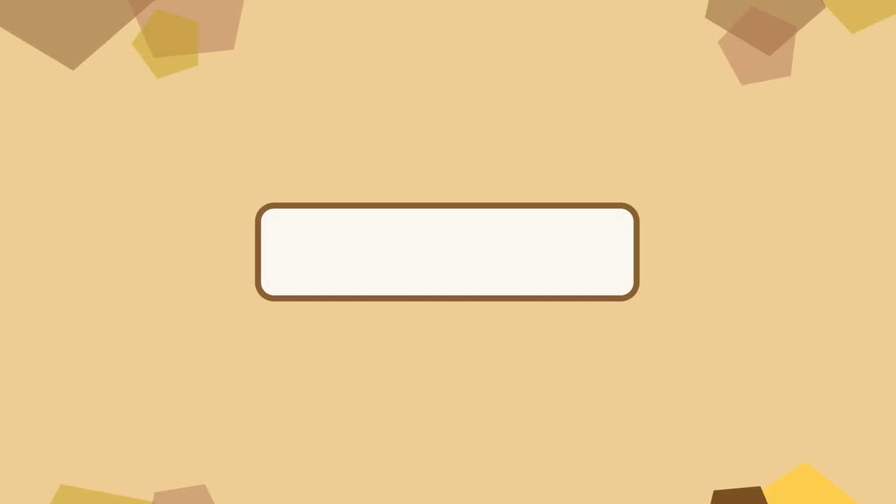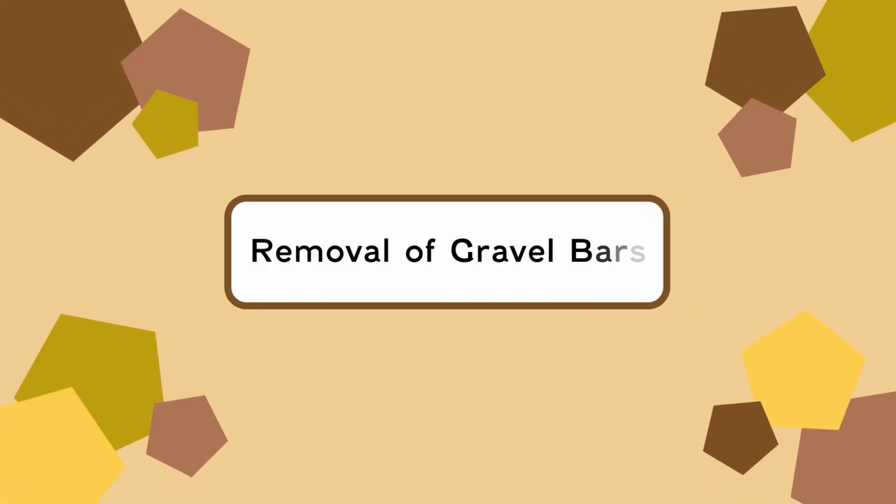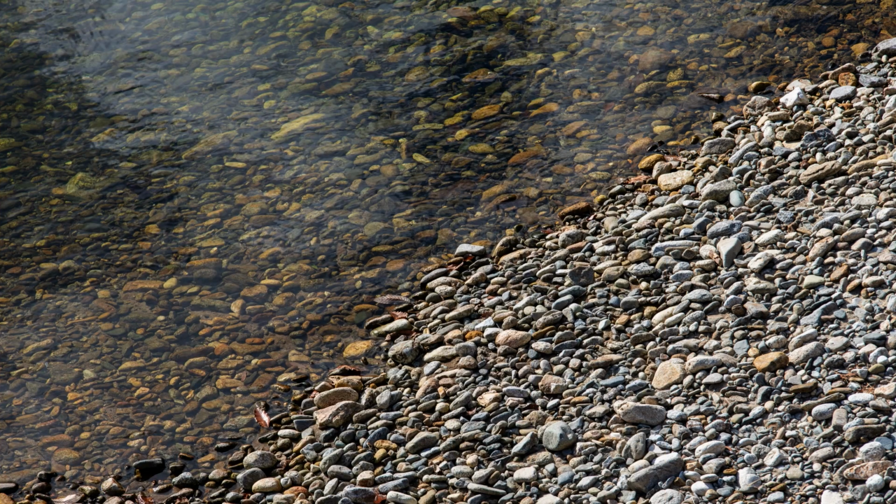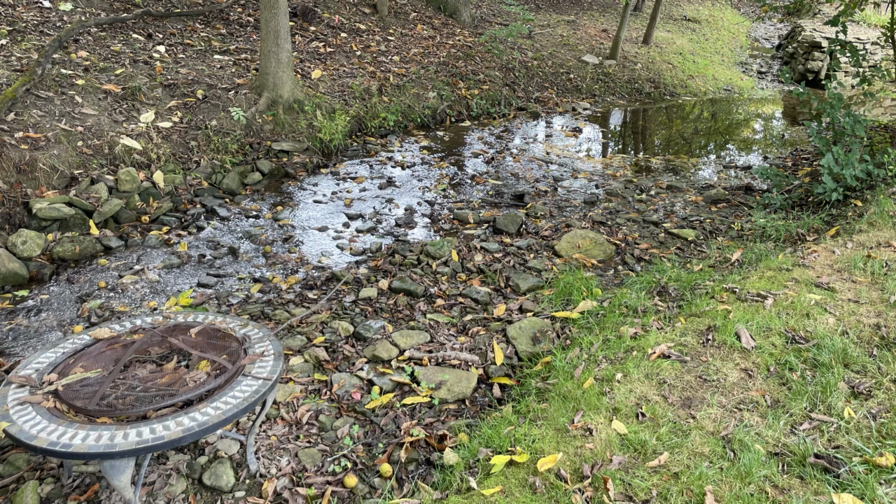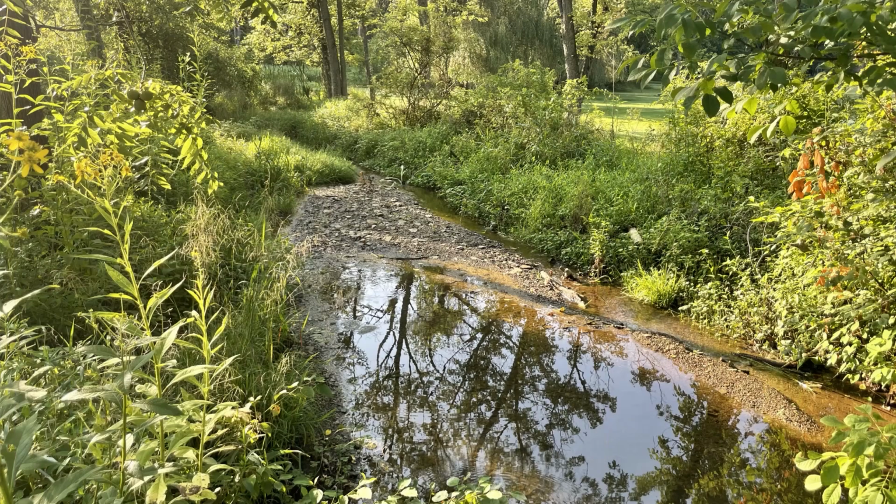The other action allowed under GP3 is the removal of gravel bars. Gravel bars are areas of the stream where smaller stone collects and settles in the stream bed. These gravel bars are sometimes removed because they can divert the flow of water towards the stream banks and cause more erosion. Removing gravel bars has to be done in a particular way, which leads us to our next section.